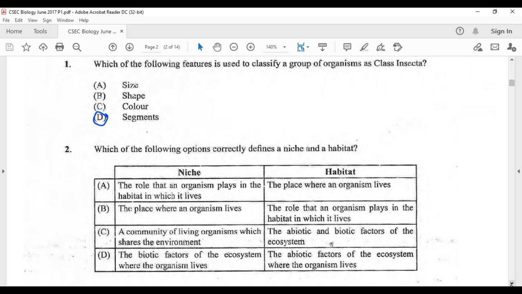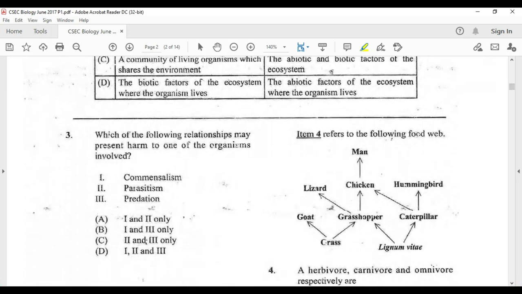Looking at A, I want you to read for me. I might not be reading all the options as you are working the paper with me. So of course, A, we're seeing there the role that an organism plays in the habitat, and the place where an organism lives. Looking at A, B, C, the most appropriate answer for me is of course going to be A. So we're going to be selecting A for that answer. Great. And we're going to move on down to question number three.